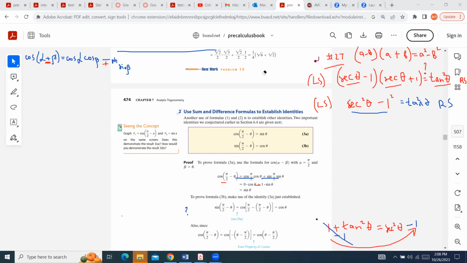So for the cosine of, let me try to utilize the formula here to see what will be cosine of pi over 2 minus theta. So all I have to do is utilize the above formula. Try to write cosine a little bit nicer.